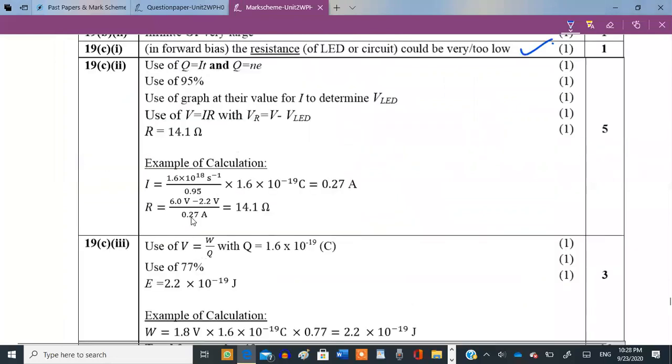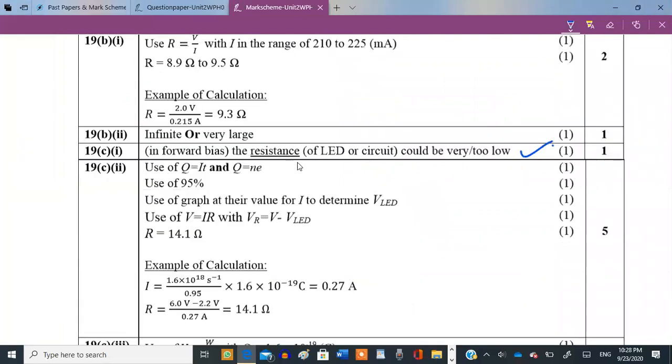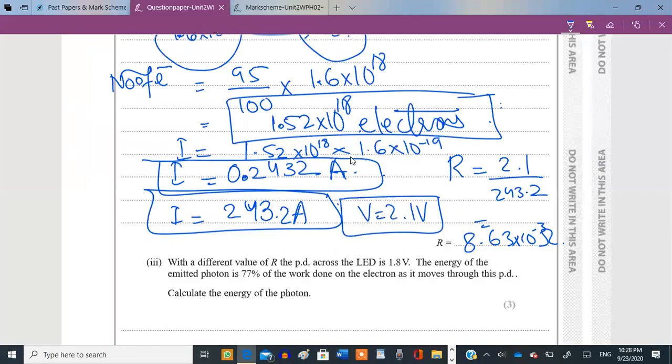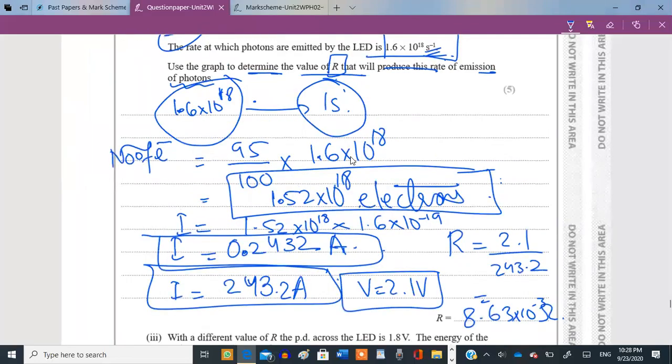Their answer is different. Q is equal to IT. We did use this 95% graph. Calculate I and V LED. Then V is equal to IR. V R is V minus V LED. I think there's some problem in the calculation. Just a sec, let me check.